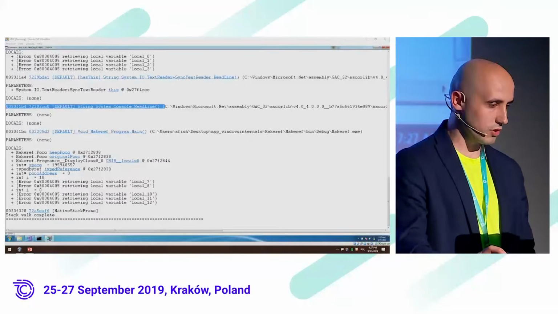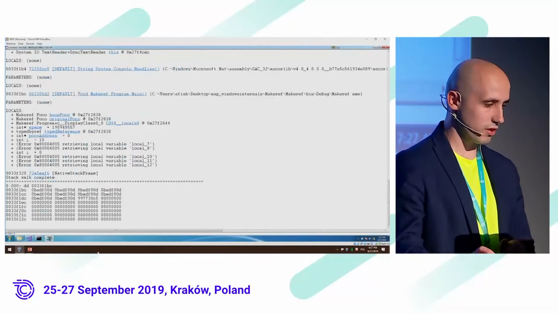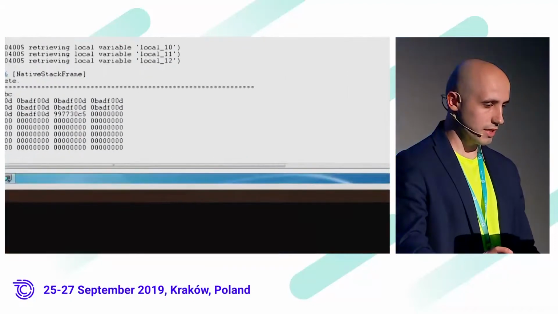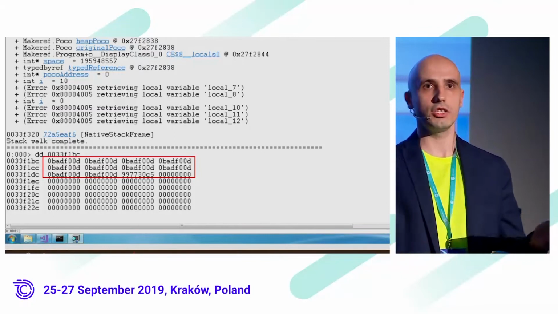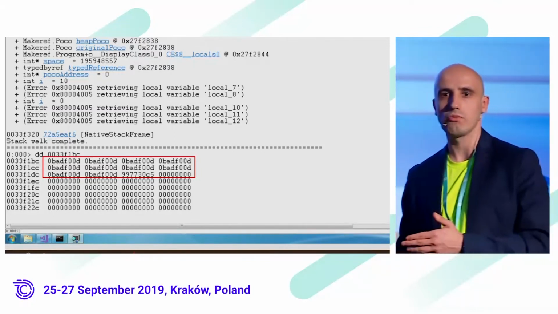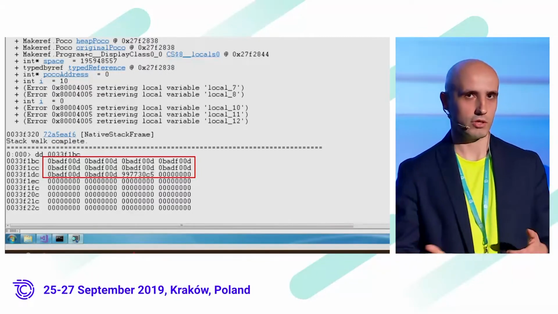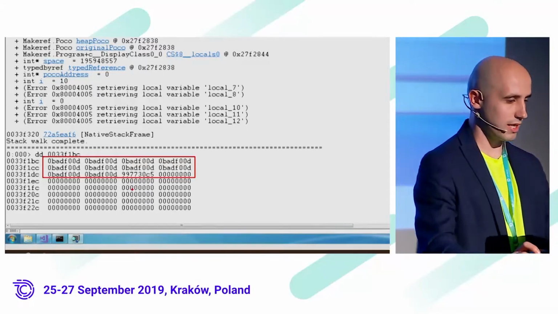What we also would like to see here is, if I now dump the stack frame of my current function, you can see there is this bad food value where we allocated 10 integers. So this is the memory we are effectively using under the hood. This is the place in which we are currently executing.